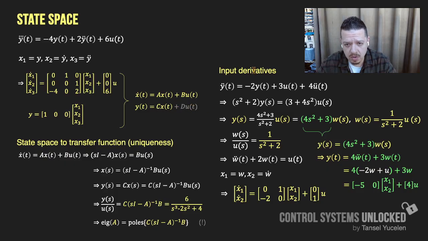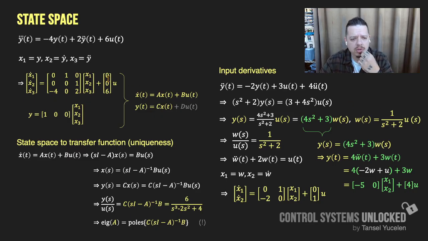Now we have the Du term when you have input derivatives, in this case 4. 4 multiplied by u here is the D matrix. In this case, it is 1 by 1. So this is how we go from an ordinary differential equation to the state space formalization.